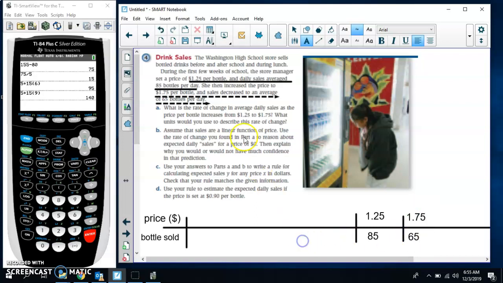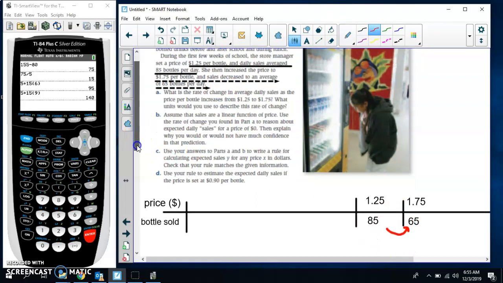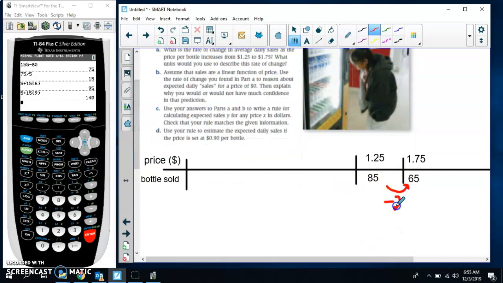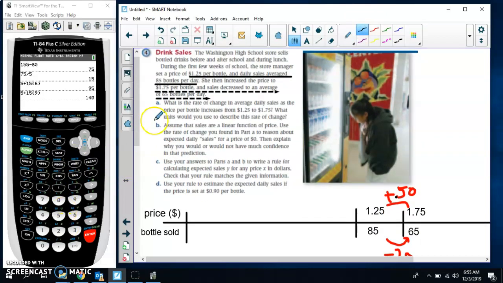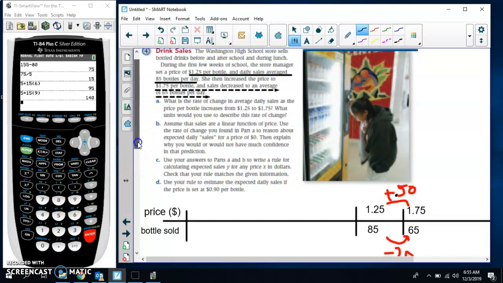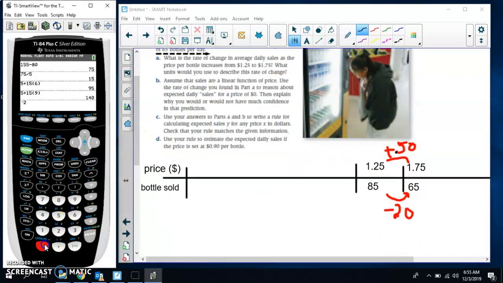Okay, so what is the rate of change? This is where we just do our math and we just divide. What is the change in our dependent variable? Well, that goes down 20. And what is the change in our independent variable? Well, that goes up 50 cents, 0.50. We're just going to divide those two numbers. So let's go over to our calculator. We divide negative 20 by 0.5, and we get negative 40.